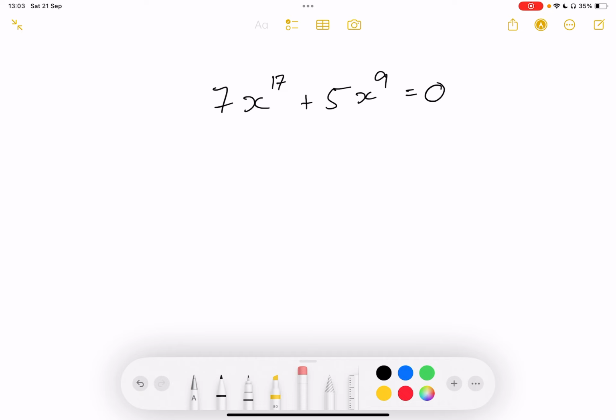So we're going to look at some equations and identify the highest power on the unknown in each equation. My turn first. The highest power on the unknown is 17. The highest power on the unknown is 20. Your turn. What's the highest power on the unknown?